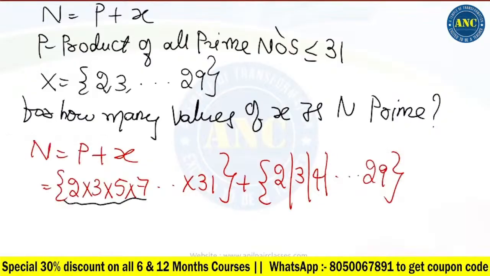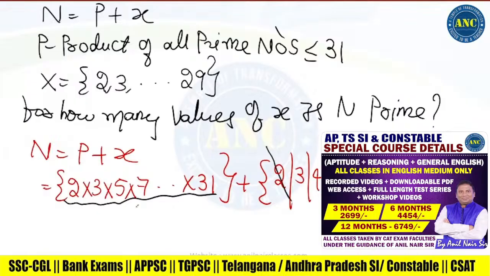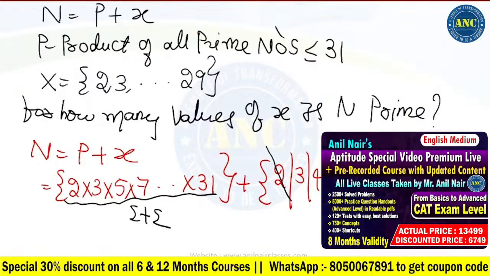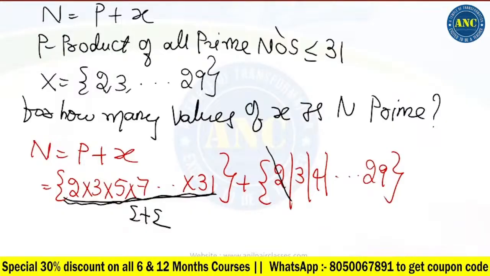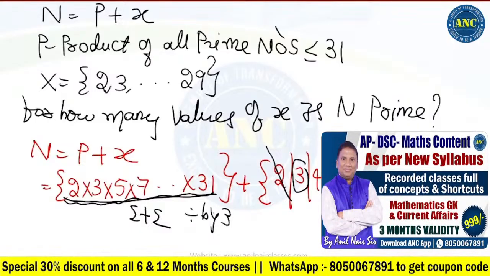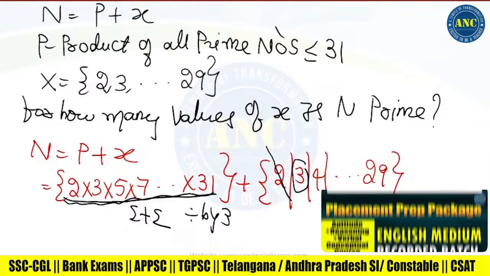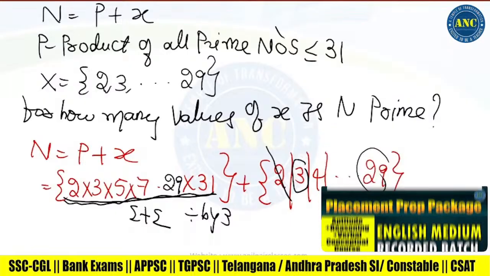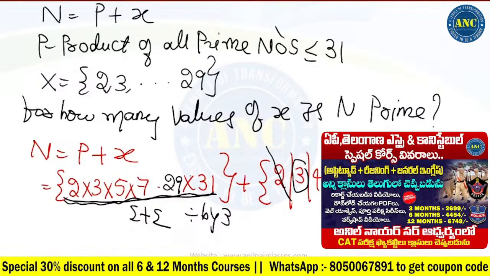See here, P is divisible by 2, and 2 is divisible by 2. Even plus even is an even number. Any even number other than 2 cannot be a prime number. P is divisible by 3, and 3 is divisible by 3, so the answer will be divisible by 3. Next, 4 is an even number, so the answer will be divisible by an even number. Then 29: here also 29 is present in P, and 29 is divisible by 29.